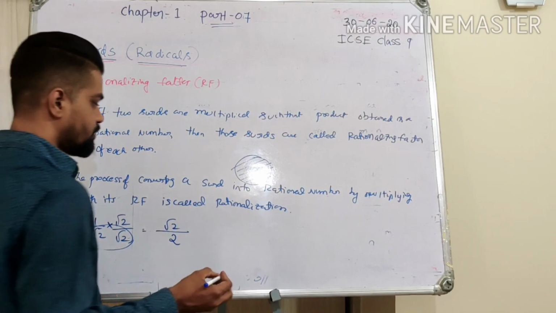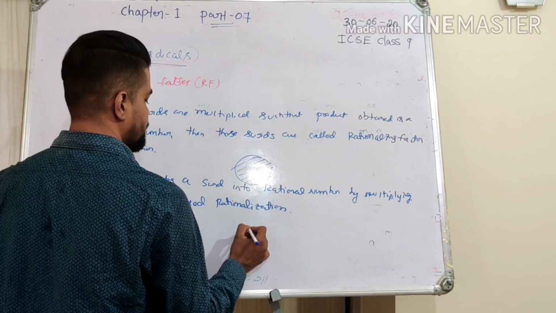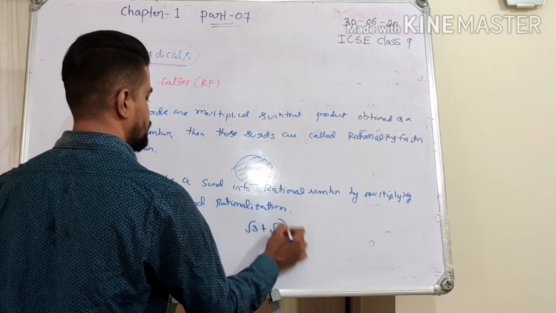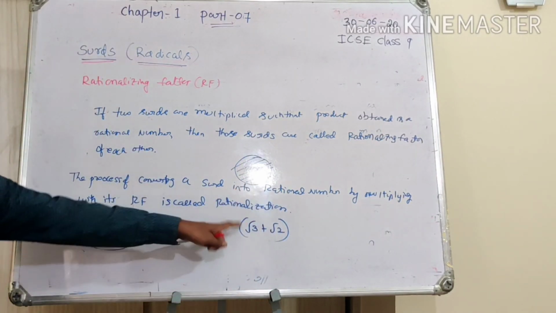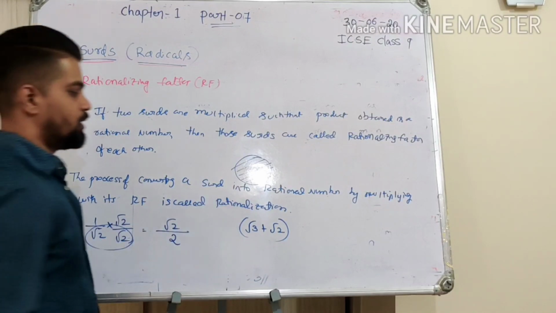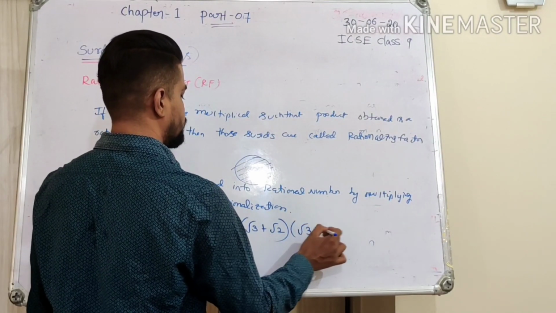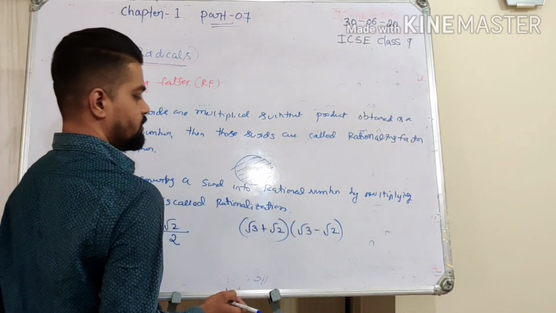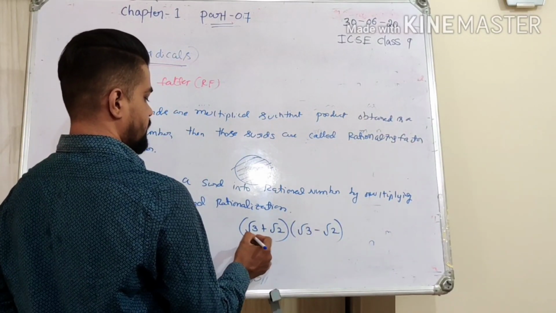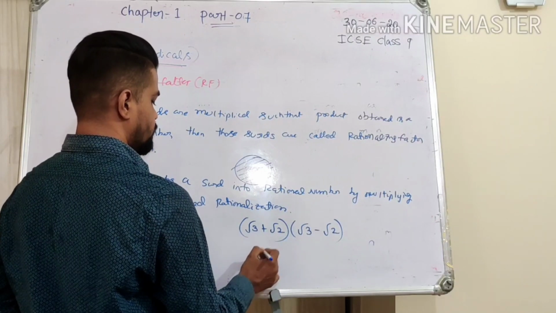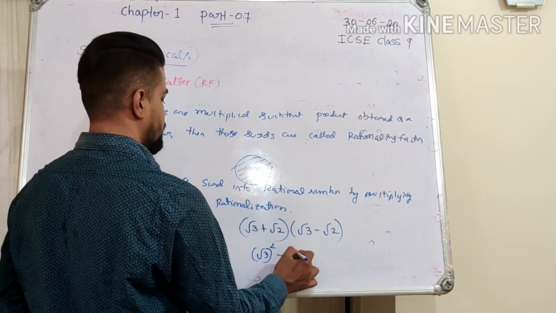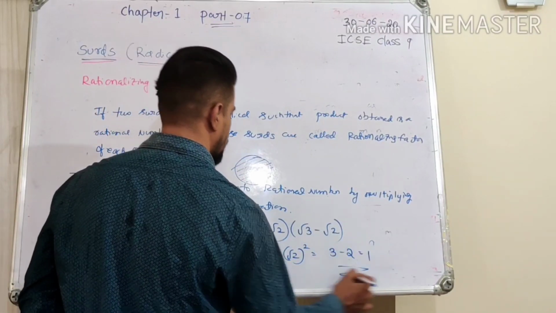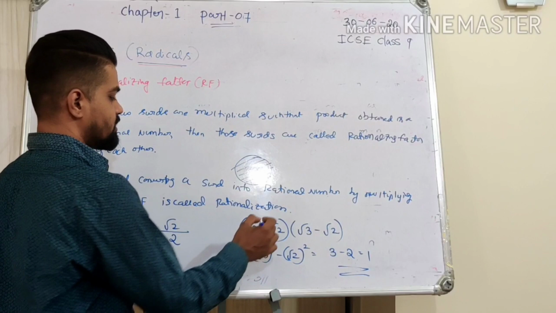One more example: root 3 plus root 2. I need to rationalize this, so I can multiply by root 3 minus root 2. When I multiply these two, we get the (a plus b) into (a minus b) format. So we get root 3 whole square minus root 2 whole square, which is 3 minus 2, equal to 1. So I rationalized it. So what is the rationalizing factor of this?